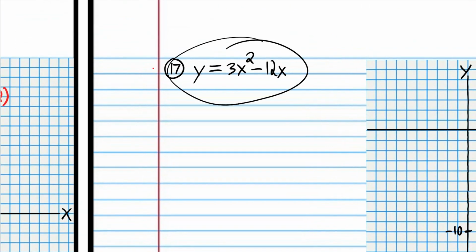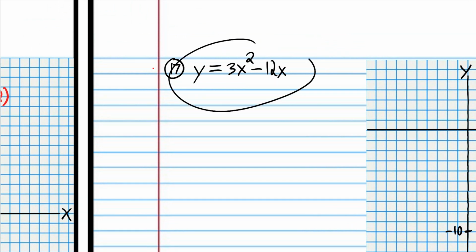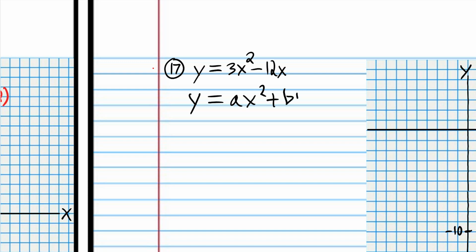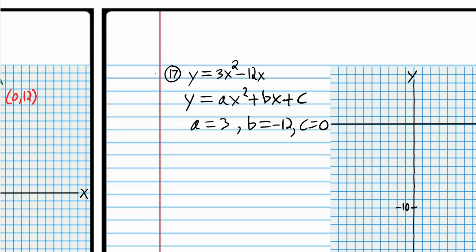Now, in every problem that we've done so far, we've used intercept form. This doesn't look like intercept form right here. That looks like standard form. And it is standard form: ax squared plus bx plus c. In this case, a would be 3, b would be negative 12, and c would be 0. You could use standard form to graph this. Then you would have to use the old formula, negative b over 2a, to find the x value of the vertex. But we're not going to do that because there's an easier way to do it.